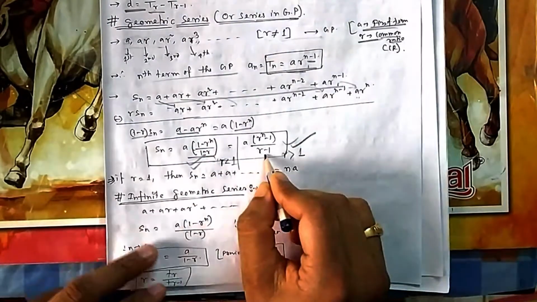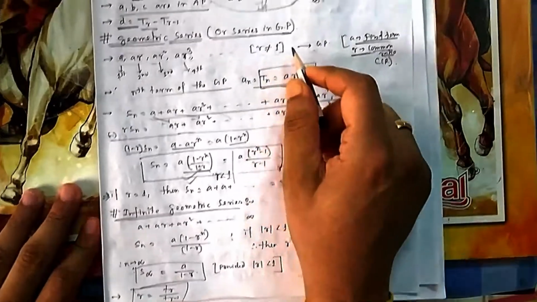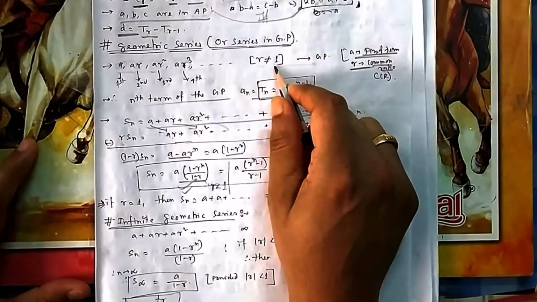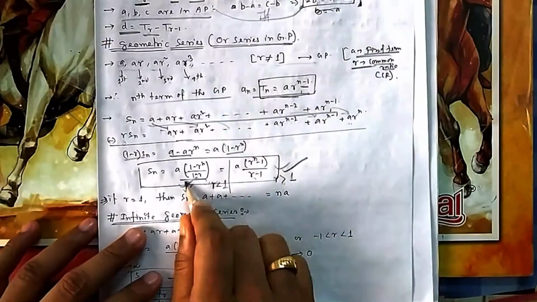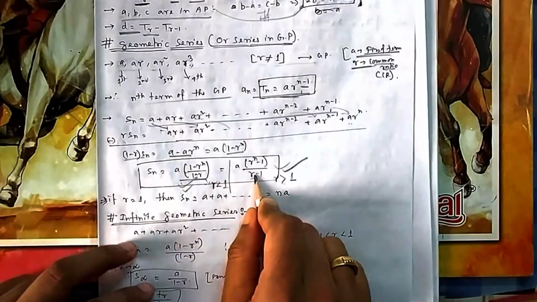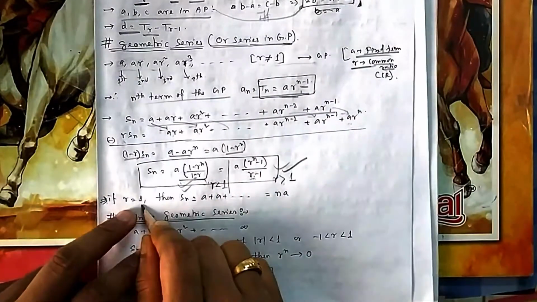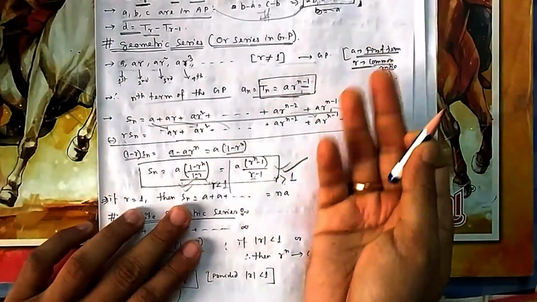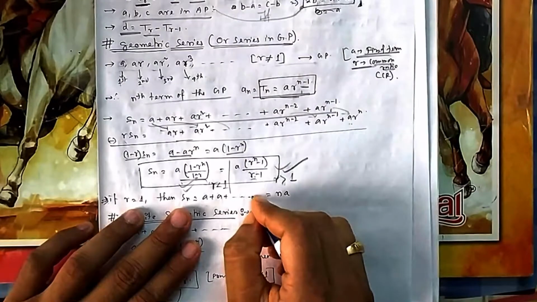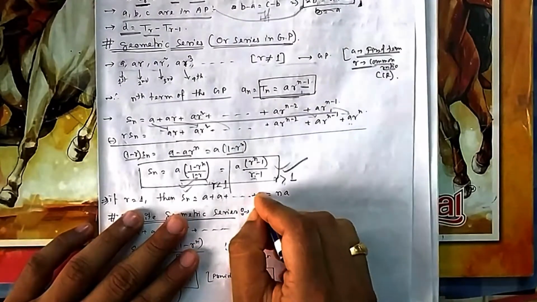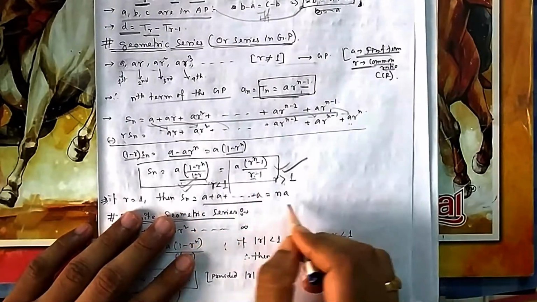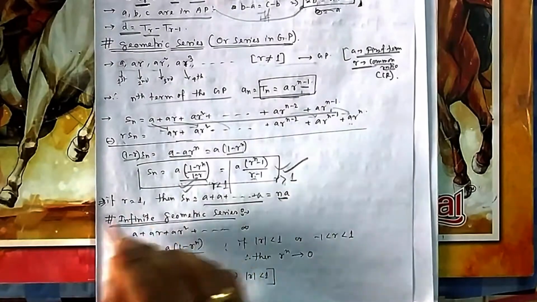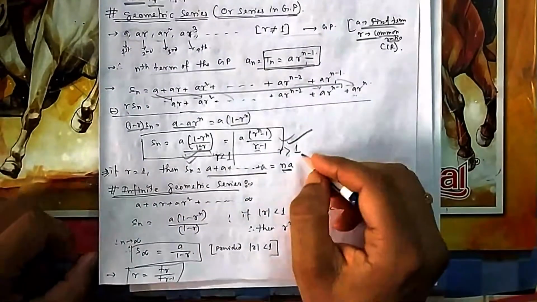Now what will happen if R becomes 1? That's what I told you while writing the sequence: R equal to 1 needs special care. Because if you put R equal to 1, the denominator becomes 0 and Sn becomes infinite. R equal to 1 means the series will be A repeating, up to the last term, the nth term, which is also A. So if you add, the answer is nA. So if your R is 1, then your Sn formula becomes this one.